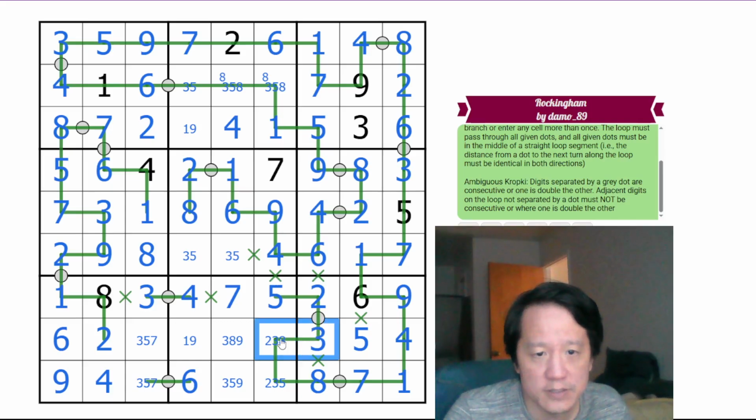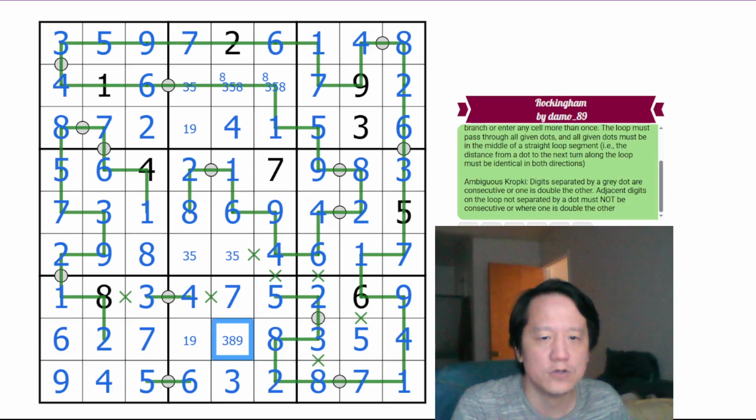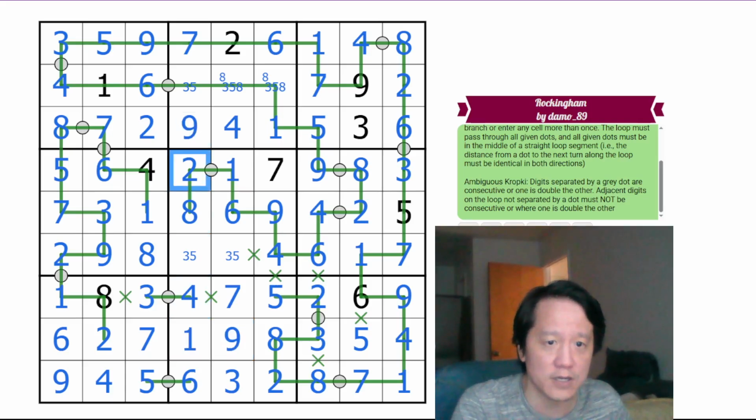Again, cannot be consecutive, so no 2 or 3 there. This has to be 8. 3 and 5 eliminate 3 and 5 here, so it's 7. No 3 or 7 there, it's 5. 5 and 9 eliminate 5 and 9 here, so it's 3. No 3 or 5 here, it's 2. So no 3 or 8 here, it's 9, which makes this 1, which makes this 9.